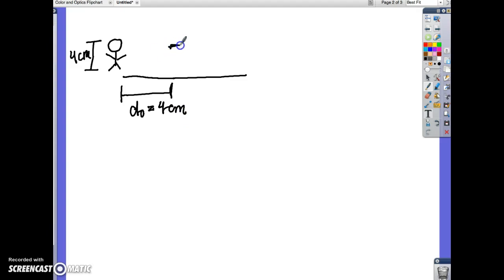Diverging means that it is concave. It's a concave lens with a focal length of 10 centimeters. That means that your image is inside the focal point. So this is 4 centimeters. That means the focus is somewhere out here, because f equals 10 centimeters.